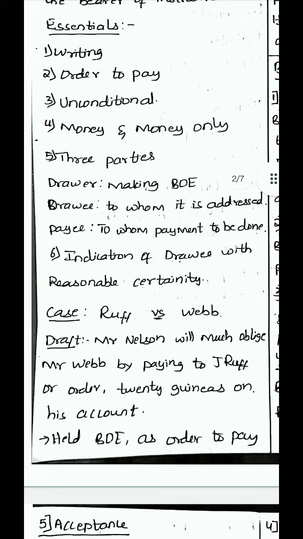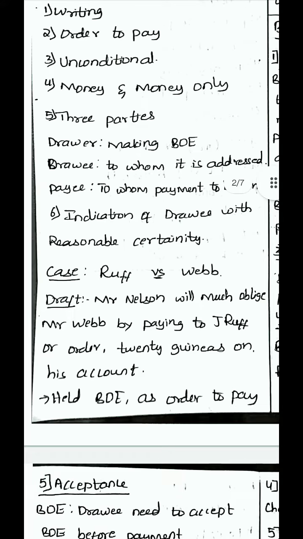One is a drawer, the one who is making the instrument, the one who is making the bill of exchange, or the one who is signing the instrument. The next is a drawee, to whom it is addressed. To whom the drawer is ordering to pay money is the drawee. The drawer is the person who is making the instrument, and he is ordering a certain person to pay, and the one who is paying is the drawee. The next is a payee, to whom a payment is to be done. So there are three parties: a drawer who will write the instrument, a drawee to whom he is ordering to pay, and the payee to whom it is to be paid. The instrument is in the hand of the payee, so he is the holder because he is getting paid.